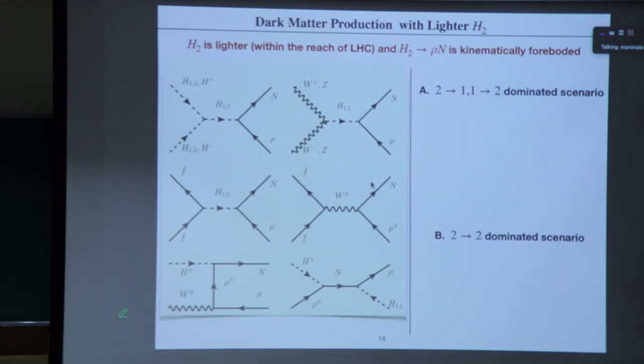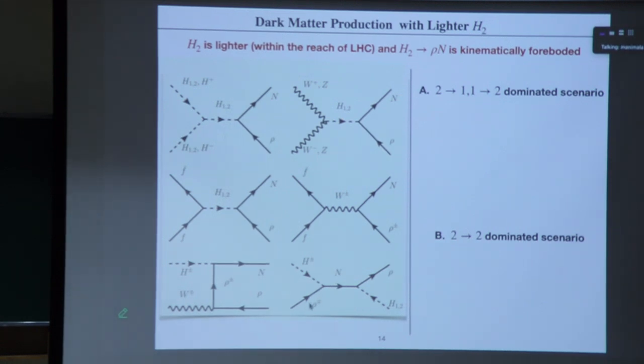Now other scenarios are possible where one can work with a much lighter H2, and here the trick is that we want H2 to rho N to be kinematically forbidden. Rather, some of the other modes can be very important. For example, one is the freeze-in dominated scenario where this kind of 2-1 and 1-2 process can dominate the relic abundance. This is particularly this diagram.